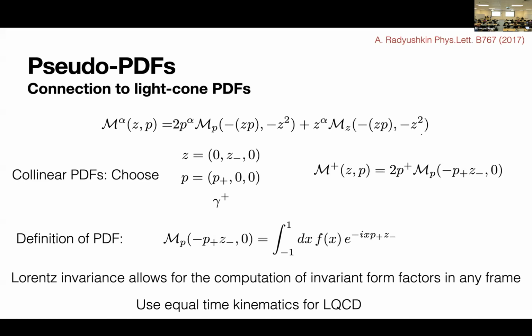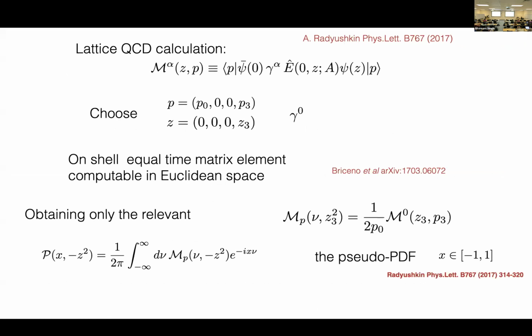So instead of trying to do this calculation on the light cone, where I cannot do it because I am working in Euclidean space, I will do this calculation in Euclidean space, but I will choose Euclidean kinematics. I will put the z to be in the space-like direction, along the third direction. I will put the momentum P along the same direction. I will choose gamma 0 or gamma 4 in Euclidean space as my gamma structure. And if I do that, I will take the Lorentz decomposition formula that I wrote here before.